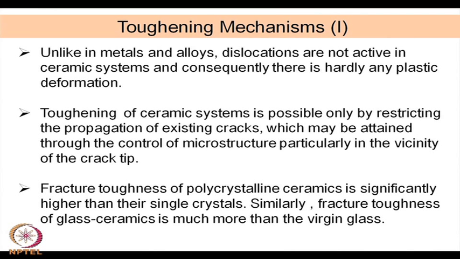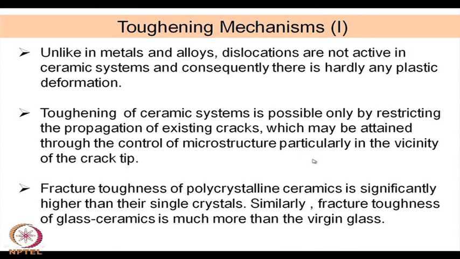Whereas, if you have a glass ceramic, that is a fine dispersion of a second-phase crystalline material, that is the definition of glass ceramics. So, in a matrix of glass, there are second-phase precipitates which are supposed to be hard, and those hard precipitates restrict the movement of the cracks through the glass ceramic, and therefore the glass ceramic becomes tougher than the virgin glass.